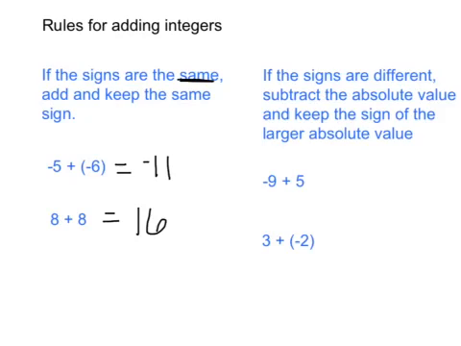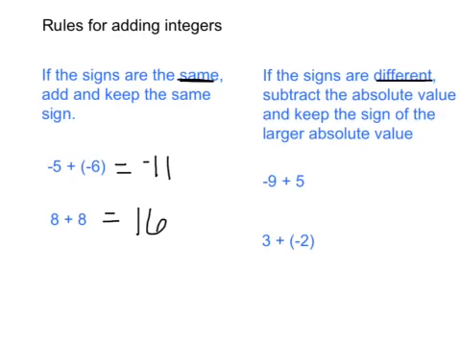If the signs are different, you actually subtract the absolute values and you keep the sign of the larger absolute value. And the reason it doesn't just say the larger numbers is because, remember from our last lesson, the positive will always technically have a higher value than the negative. So you're only looking at the absolute value of those numbers.